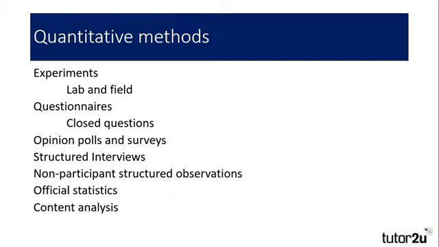Non-participant observations do not exclusively produce quantitative data, but they can be used in a structured manner to observe the frequency of behaviours over a period of time, which produces quantitative data. Official statistics, usually compiled from other quantitative methods and compiled by the Office for National Statistics in the UK, is another source of quantitative data. And finally, content analysis. While using qualitative data as an input, images in magazines, representations on television and movies, it produces a quantitative data output.